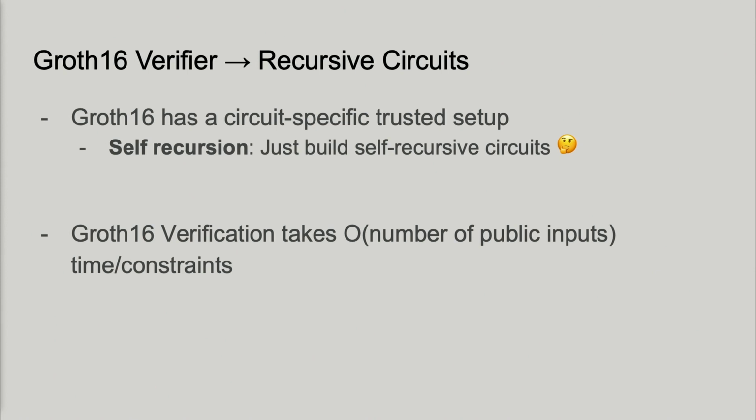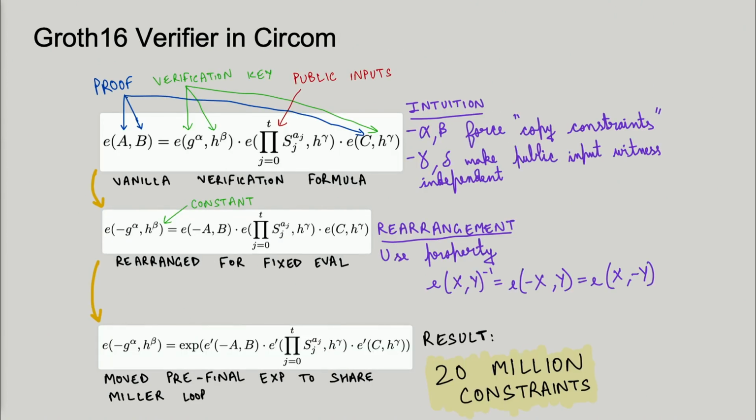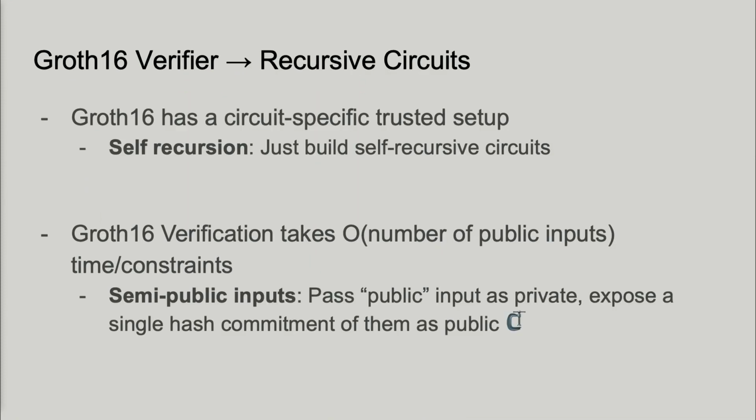Another thing to keep in mind is that groth16 verification takes time on the order of the number of public inputs, plus constraints. So if you have too many public inputs, that will start dominating the 20 million constraints term we saw previously. Ideally, you want to keep this verification low constraint and low time.